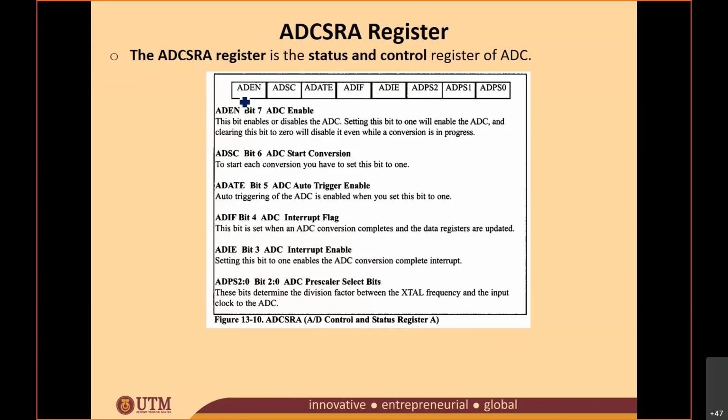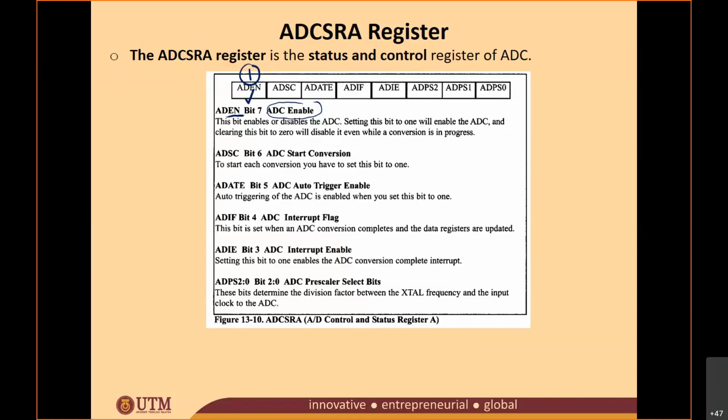First is ADEN, bit number 7. This is ADC enable. This bit will enable or disable the ADC. Setting this bit to 1 will enable the ADC, which means that every time you are going to make an ADC conversion, make sure that ADEN is set to 1. This is very important. To do a conversion, make sure that ADEN is set to 1. If not, the ADC is disabled, so you cannot do the ADC conversion.